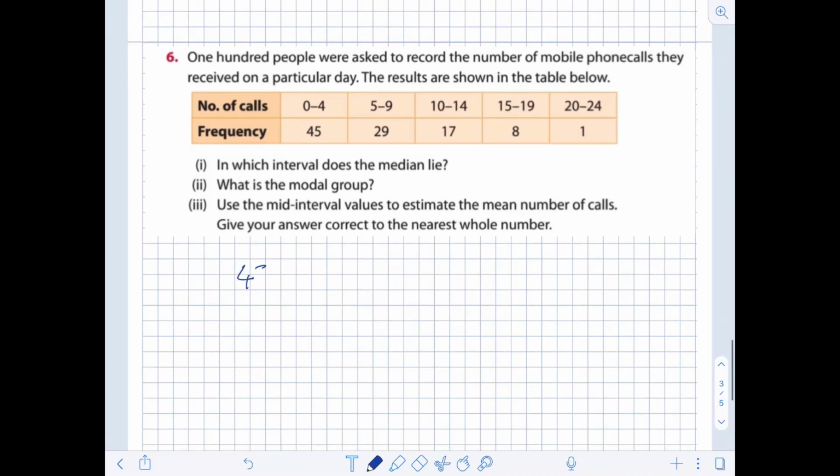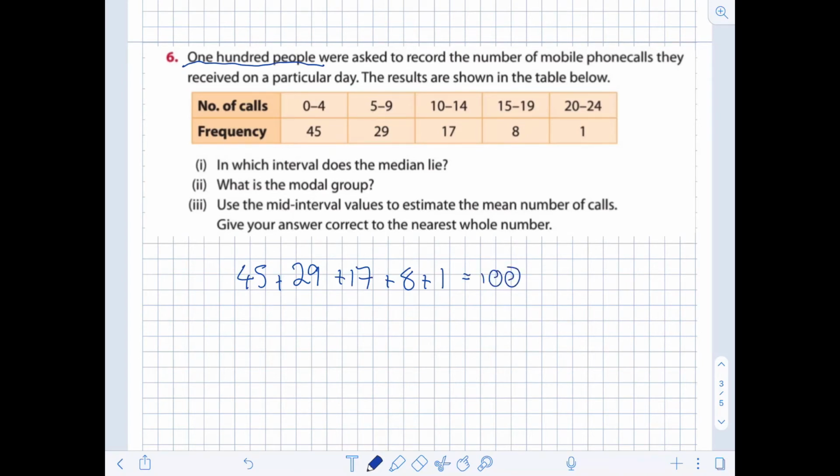We add 45 plus 29 plus 17 plus 8 plus 1, and that's going to give us 18, 26. 26 and 9 is 35, 55, 60, 100. So it looks like we're talking about 100 people. And of course, I know it's 100 people because it says it up there. So there are 100 people.